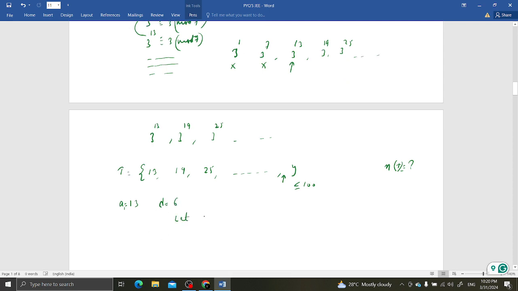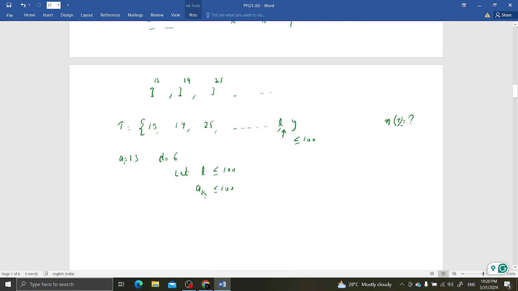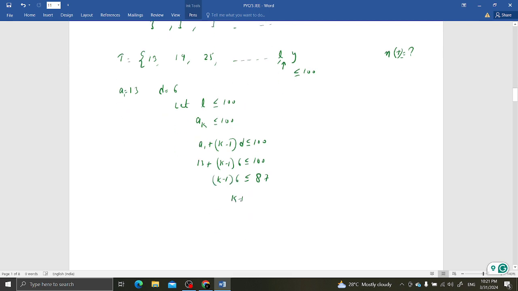Let the last term in this finite AP be the Kth term, a_K, less than or equal to 100, because I need to find the number of elements in T. The a_K formula is a1 plus (K minus 1) times d, less than or equal to 100. So 13 plus (K minus 1) times 6 is less than or equal to 100. Here we get 87 on the right, so (K minus 1) is less than or equal to 87 divided by 6, which is 14.5. So K is less than or equal to 15.5.